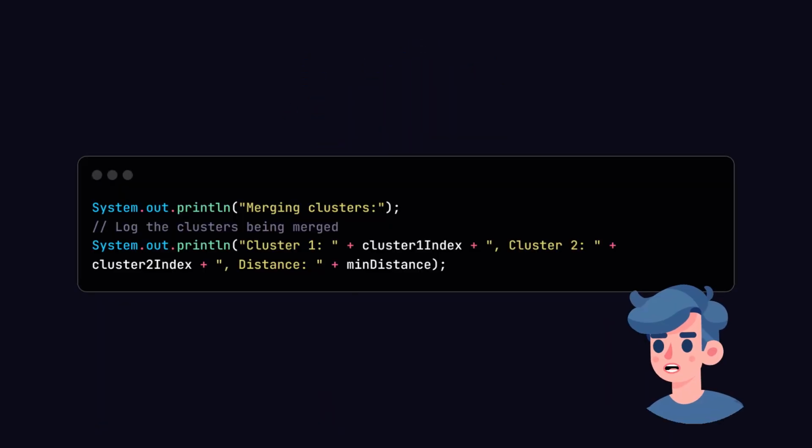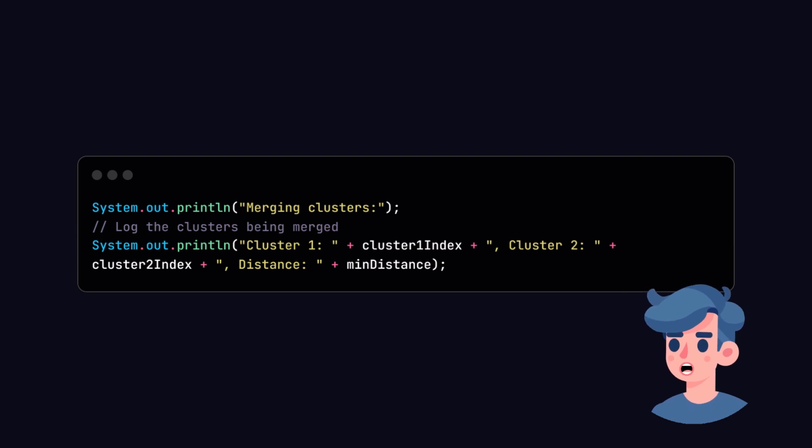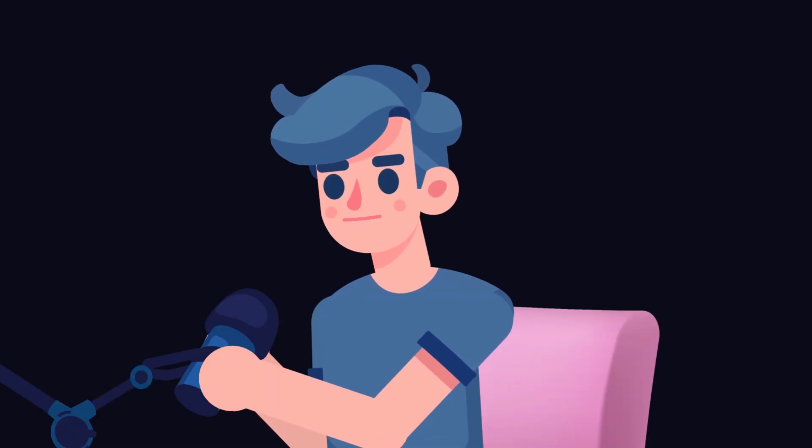In the final version of this program, it would be beneficial to output each stage of the merging process so that you can see which points are being clustered together. You can modify the perform clustering method to include logging statements to track the changes. This simple addition allows you to observe the algorithm's progression.